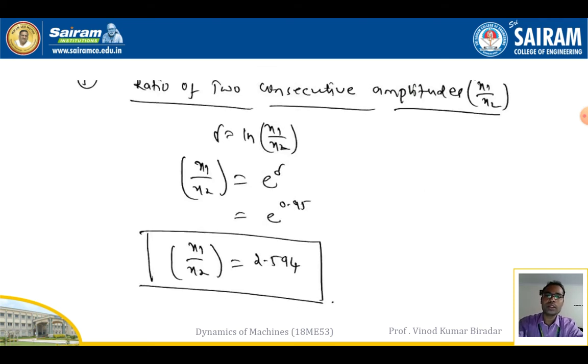And last, they are also asking for the ratio of the two consecutive amplitudes, that is x1 by x2. Again, from the logarithmic decrement formula, delta is equal to ln of x1 by x2. So x1 divided by x2 is equal to e to the power of delta. We know delta is 0.95, already calculated. Substituting, we get x1 by x2 is equal to 2.594, which is the ratio of the two consecutive amplitudes.